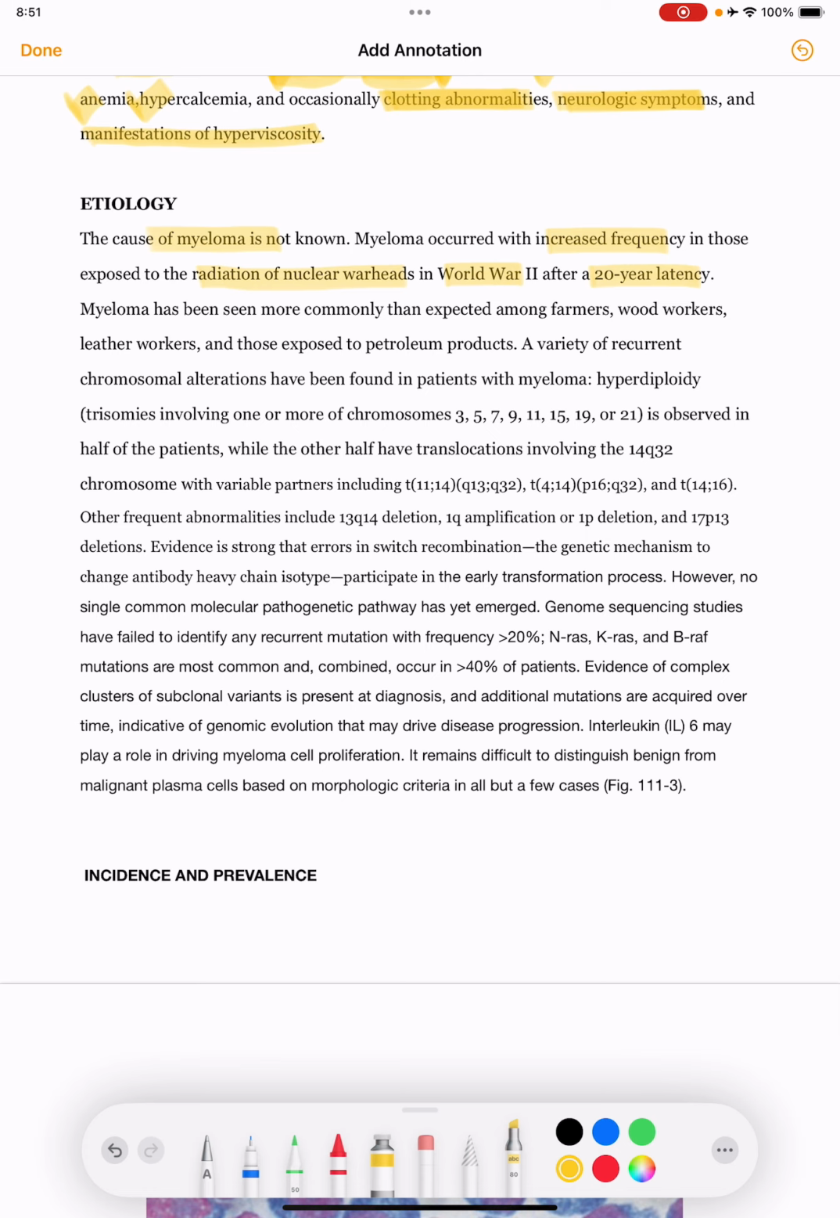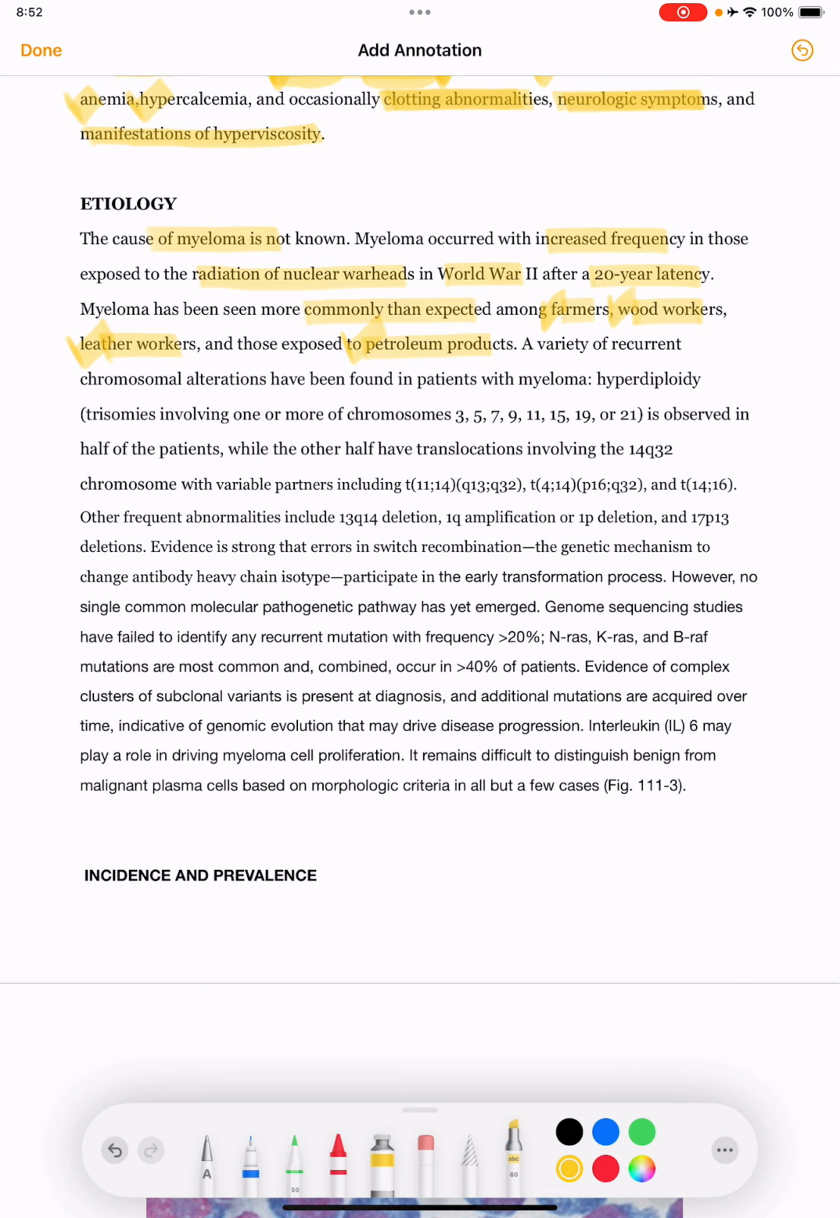Myeloma has been seen more commonly than expected among farmers, woodworkers, leather workers, and those exposed to petroleum products.